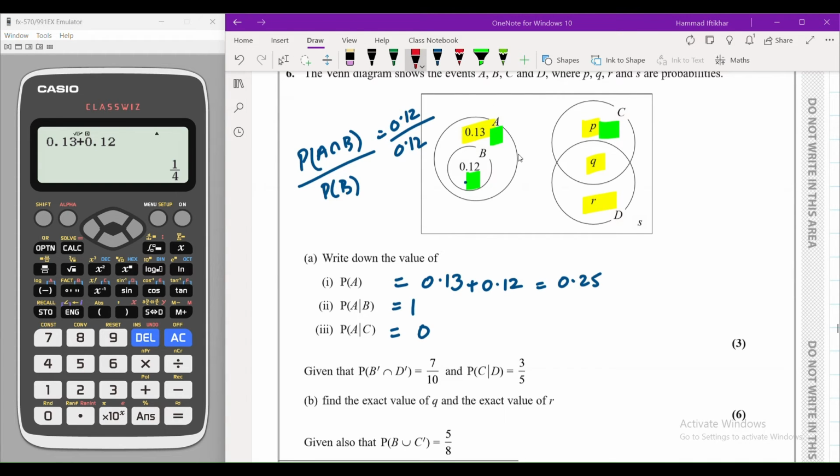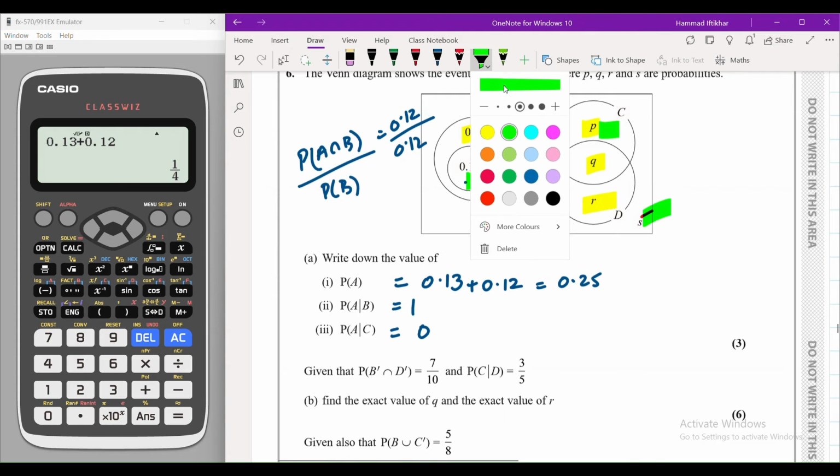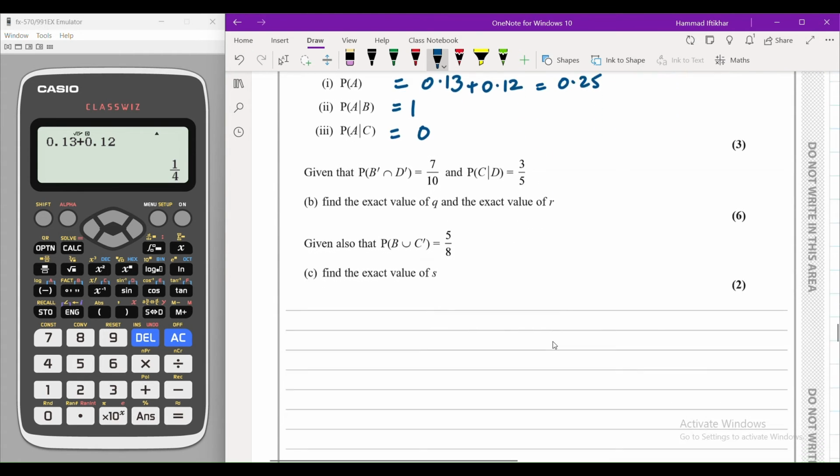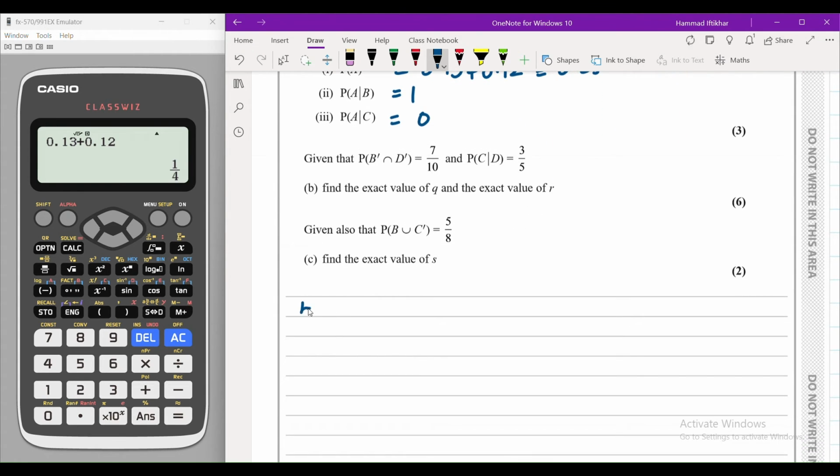Oh, I forgot about the S. Sorry. D complement also includes this. Sorry, it also includes this, and B complement also involves this. Okay. So we have this, and this. Okay. All right. And then C. Okay. So let's first write it before we forget.